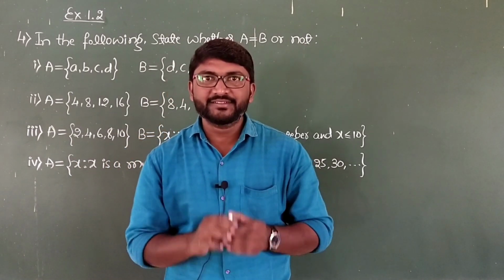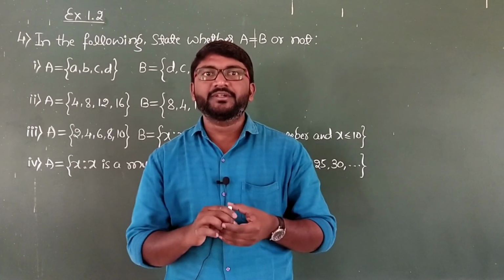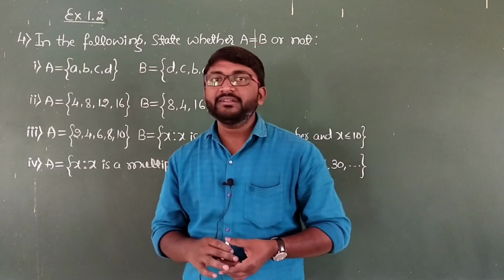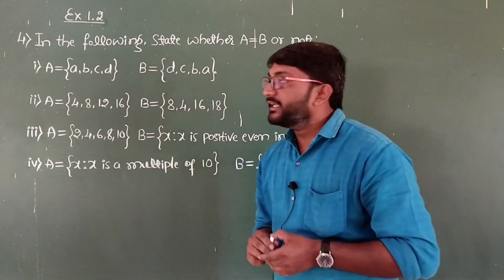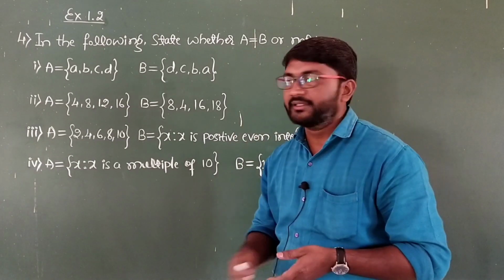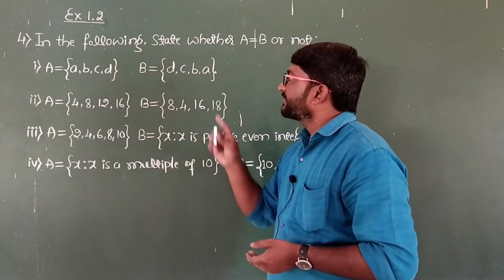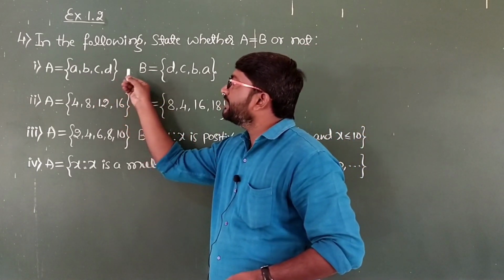So in the previous class we have started with the exercise 1.2 and we have solved up to the third main question. So in today's class let us continue with the fourth main question. State whether A equal to B or not. In this we have four sub questions. Let us take up the first one, Roman number 1, A which is equal to {A, B, C, D}.